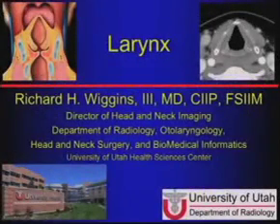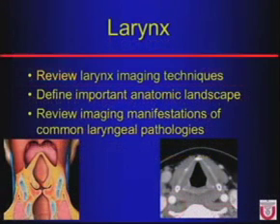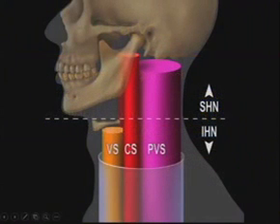So we're going to leave the brain again and go back down to the cervical soft tissues now and talk about the larynx. We're going to look at a little bit about imaging techniques and look at the important anatomy around there and then look at pathology.